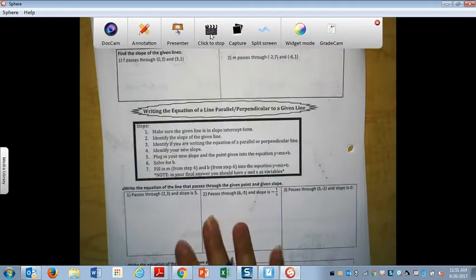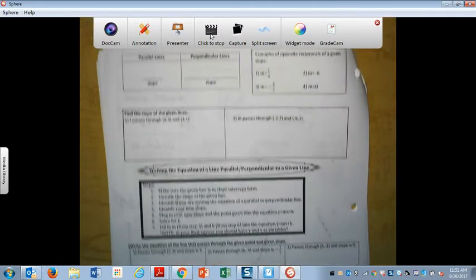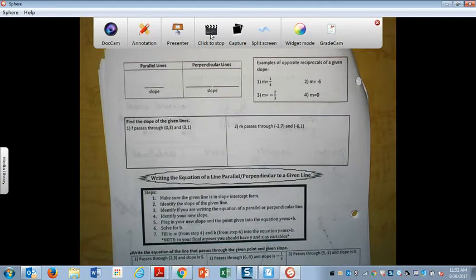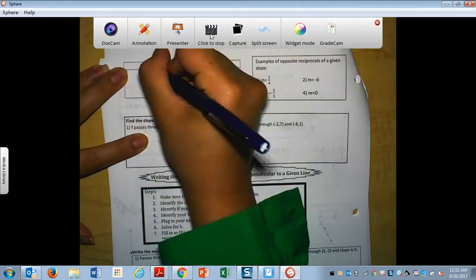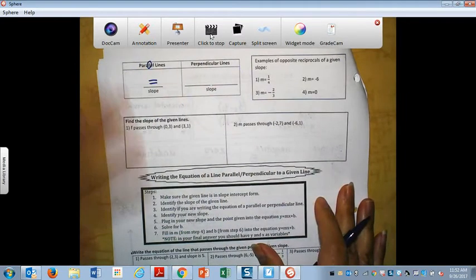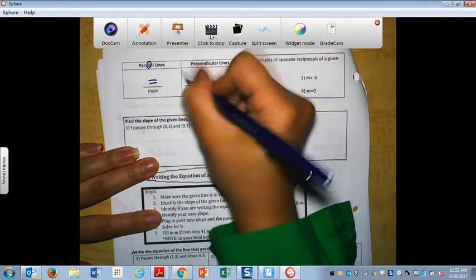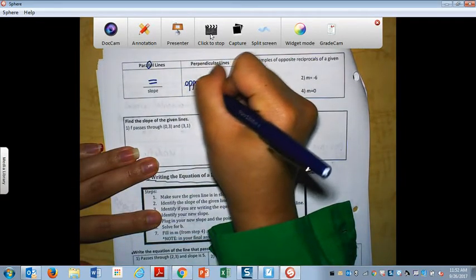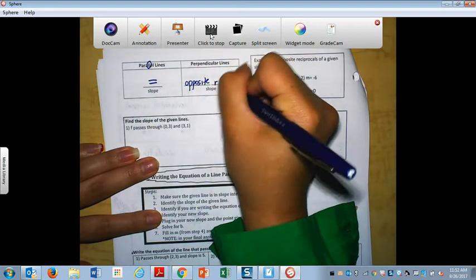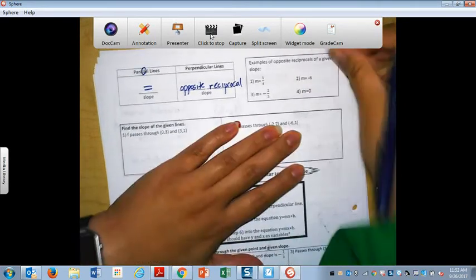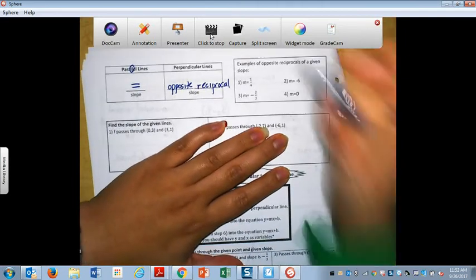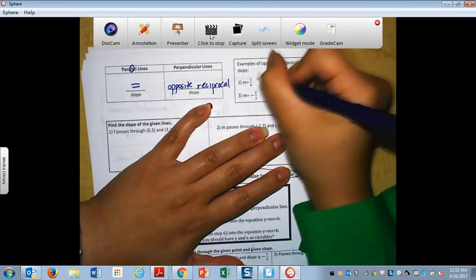Now, let's look at parallel lines and perpendicular lines. Parallel lines have equal slopes. To remind yourself, use this. It looks like the equal sign, okay? They have equal slopes. Perpendicular lines, they have opposite reciprocal, okay? And then opposite reciprocal is just in case you didn't remember, you flip and switch.